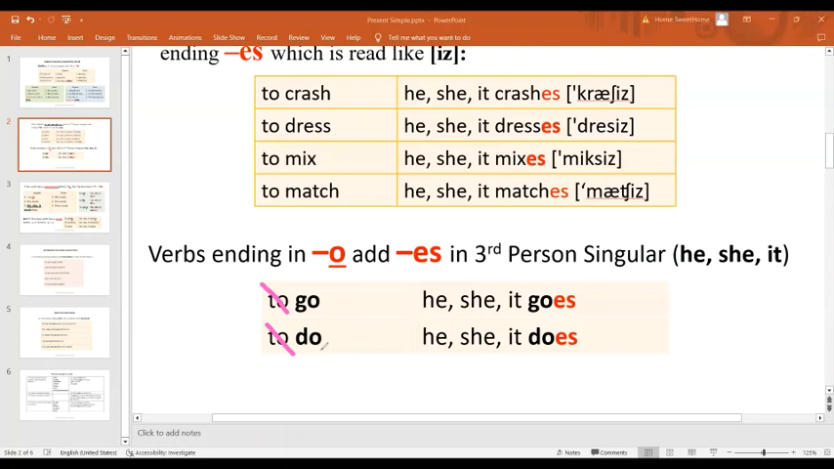Let's look at the verb to do. When we put it into present simple, third person singular, we get does. He does. She does. It does. So these were the rules for how we change the verbs with es and in which cases.